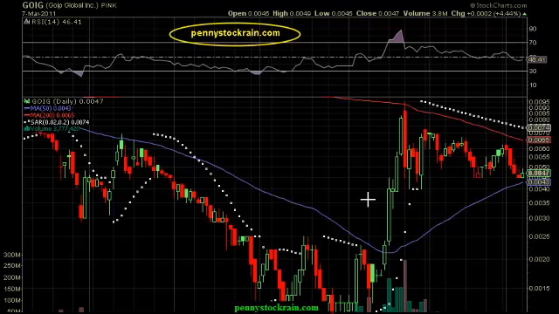PennyStockRain.com. Today we'll be discussing GOIG, that is listed on the ping sheets.